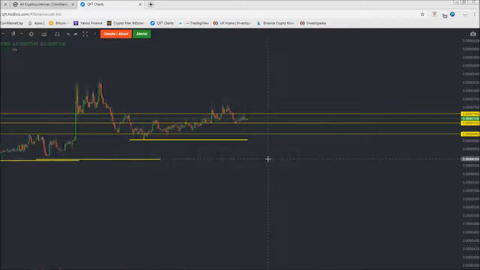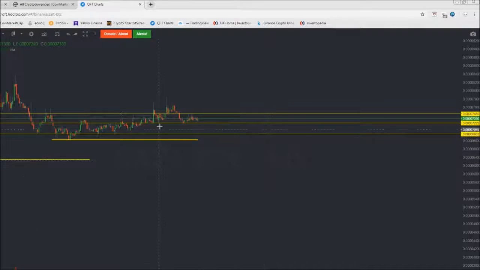So at the moment I have three channels. I have what is currently my support line, which is what I'm looking for in terms of selling if I hold any of the altcoin. We then have our next line down, which for me is our secondary support line, and that secondary support line is what I'll use to decide whether I'm actually going to buy into this altcoin or not.